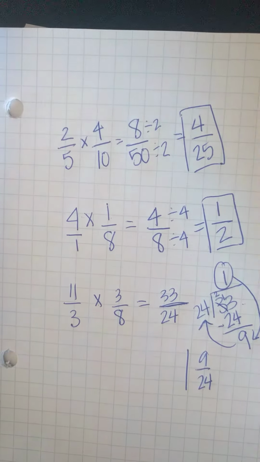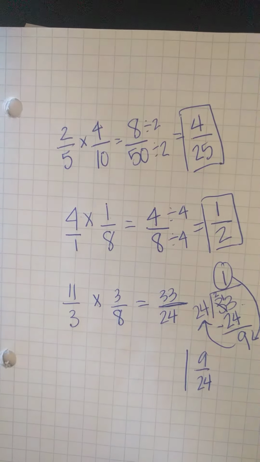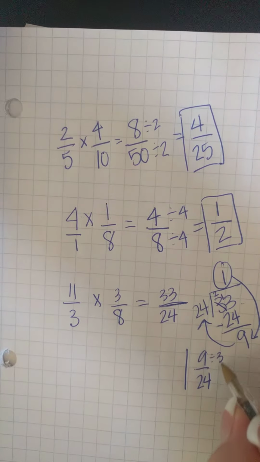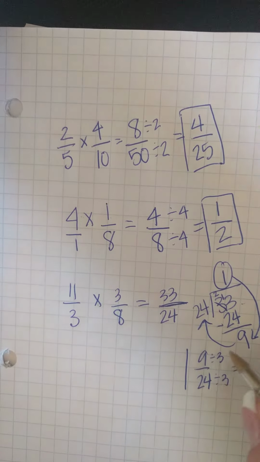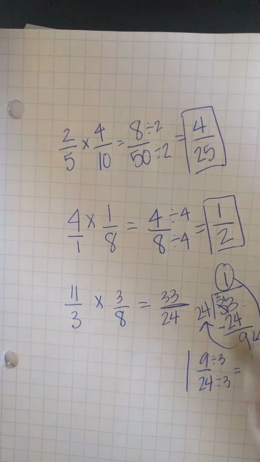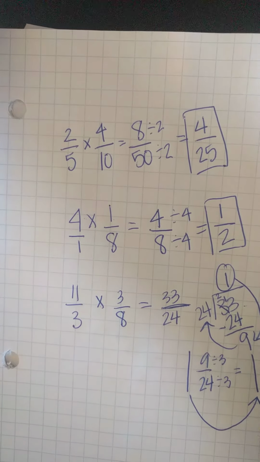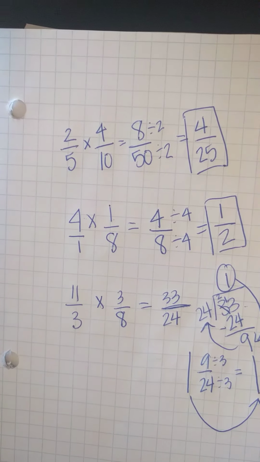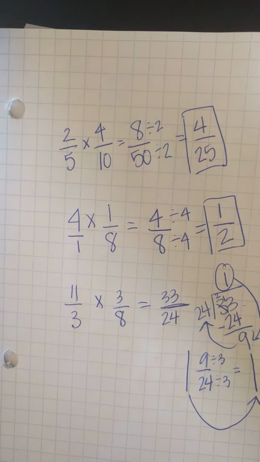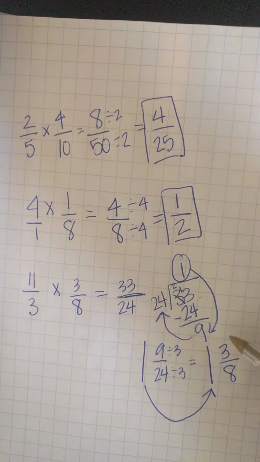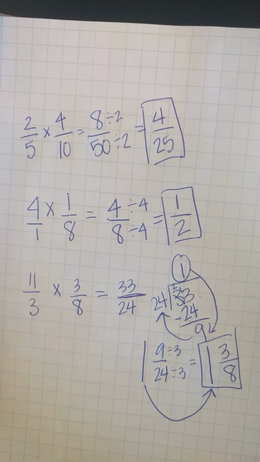Can I simplify 9 over 24? I can. I can divide this by 3 and this by 3. I'm just going to bring my whole number over. 9 divided by 3 is 3, and 24 divided by 3 is 8. All right. Can I simplify 3/8 anymore? No, I cannot. So that is my final answer.